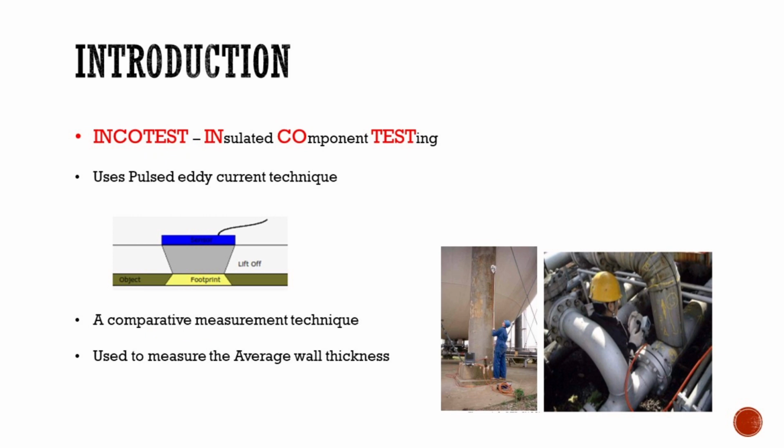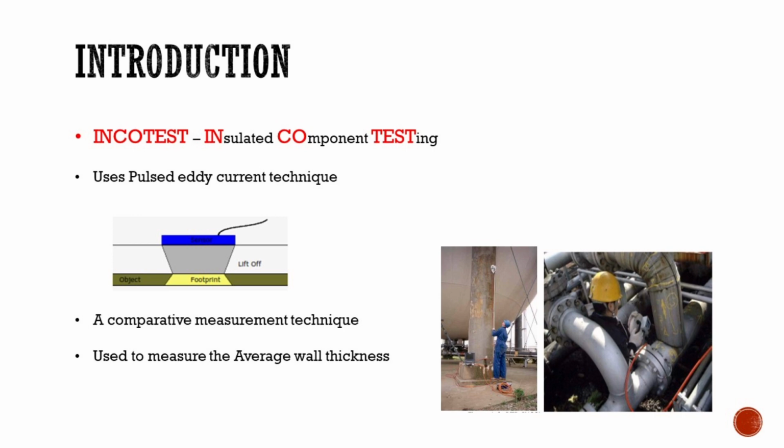So before going to the setup, let us discuss 4 key points. EncoTest means insulated component testing, which is the main advantage of EncoTest. Without removing the insulation, we can take the measurements. And the second point, it works on pulsed eddy current technique.